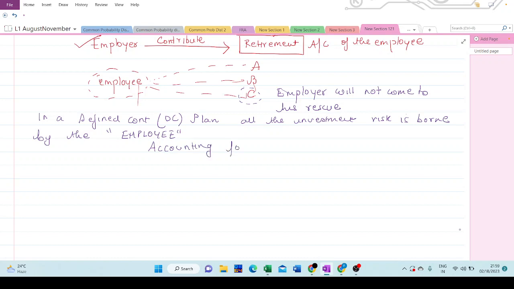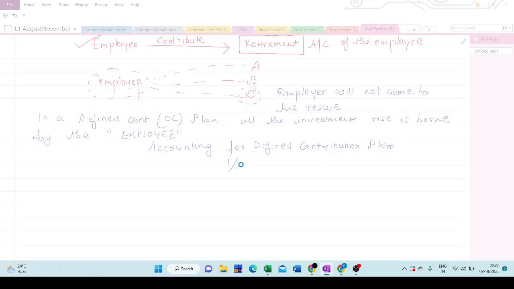Now, accounting for defined contribution plan. Now, in the income statement, I am talking of the income statement of the employer.